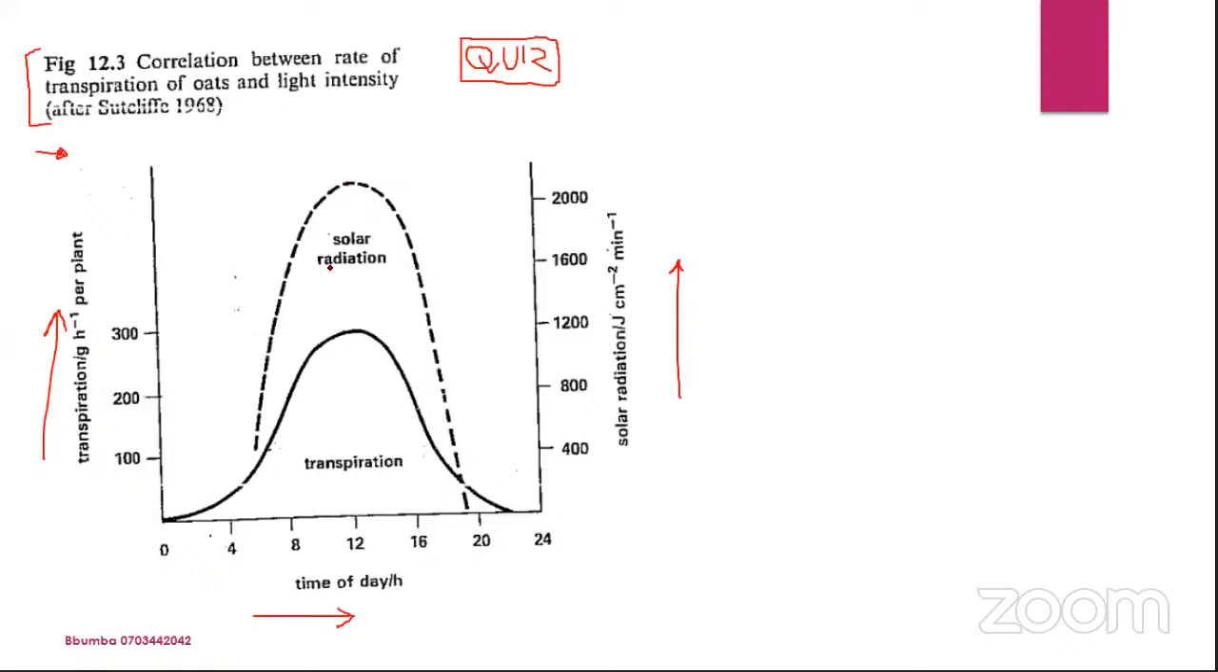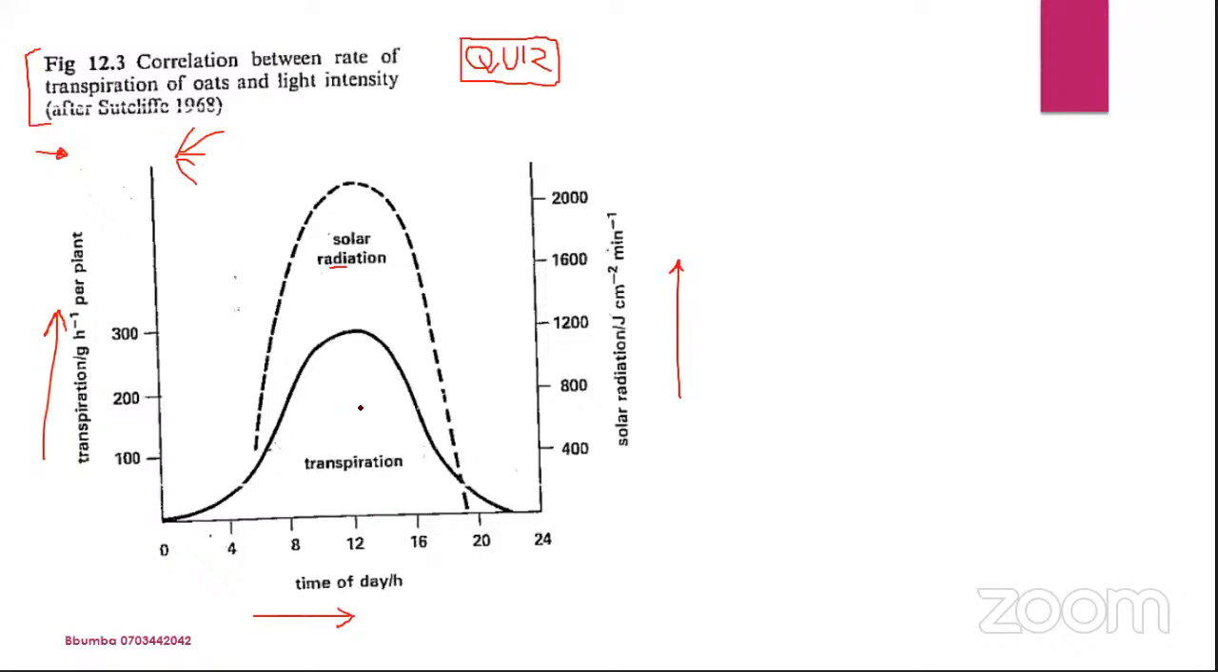Radiation, I think you know the meaning of the word radiate. It means something that moves from a given point, dissipating in different directions. That is to radiate. So in this case, solar means the sun. So this is like the sun's rays, rays that are coming from the sun. Then here we have the rate of transpiration. And then here we have the time of day.